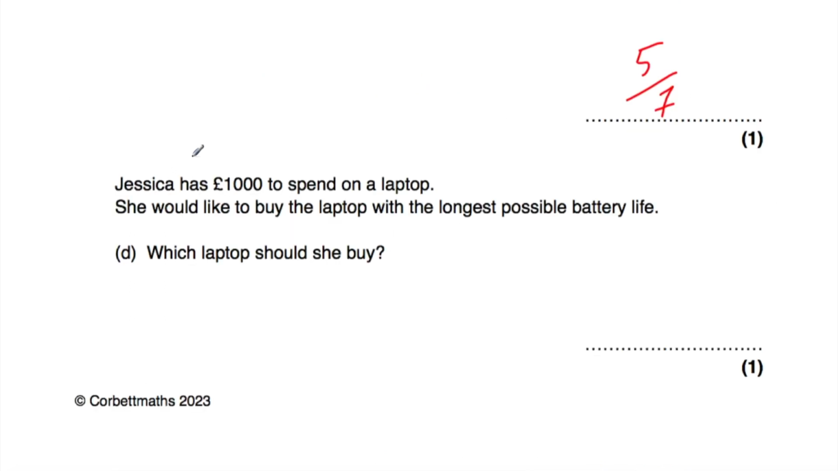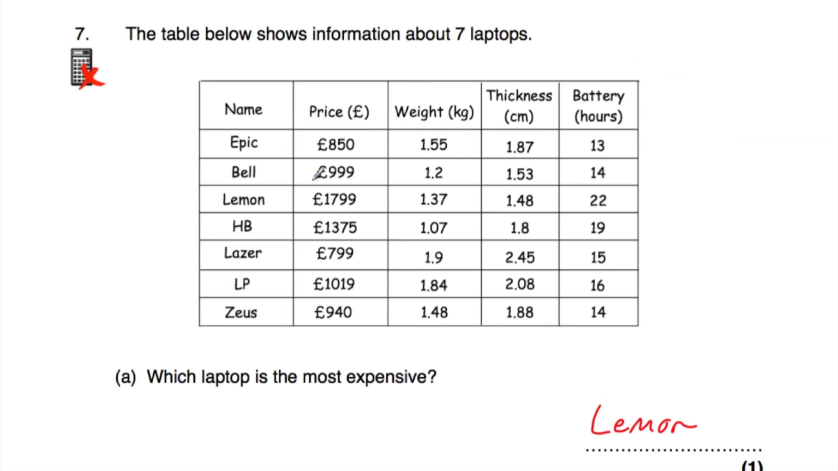Okay, let's carry on. Jessica has £1,000 to spend on a laptop and she would like to buy a laptop with the longest possible battery life. Which laptop should she buy? So let's have a look at the laptops that cost less than £1,000. That would be this one, this one, this one, or this one. So Jessica's got the choice of 4 laptops. She can either buy the Epic one, the Bell laptop, the Laser laptop, or the Zeus laptop. Because she's only got £1,000, she couldn't buy the Lemon, the HP, or the LP laptop.